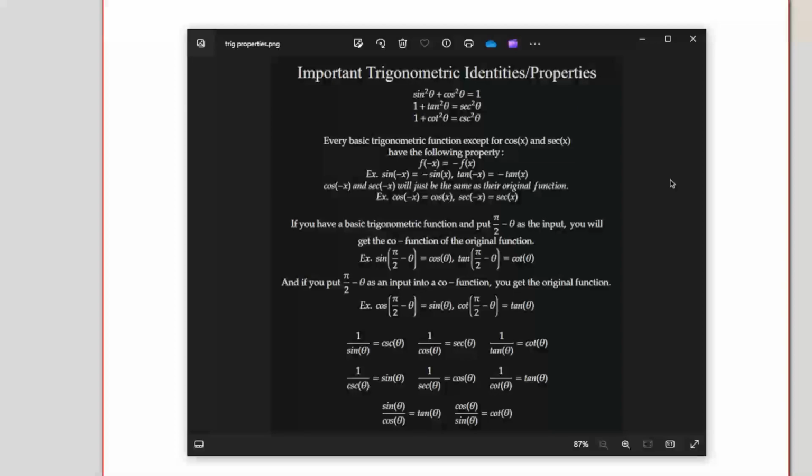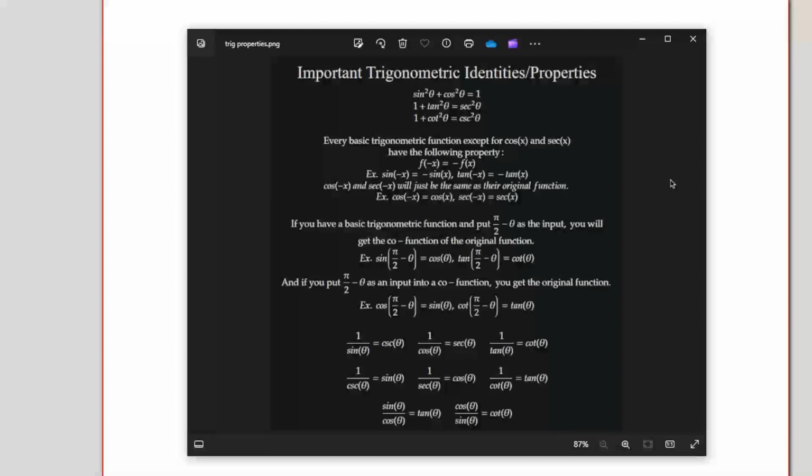And if you put pi over 2 minus theta as an input into a cofunction, you just get the original function. So if you put pi over 2 minus some angle theta into cosine, you'd get sine because sine is the original function of cosine. And then if you put cotangent of pi over 2 minus some angle theta, you get tangent of theta.